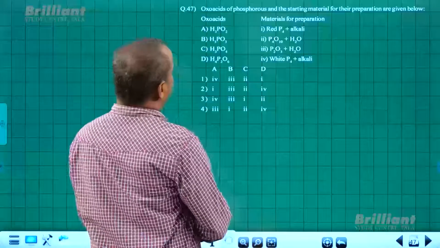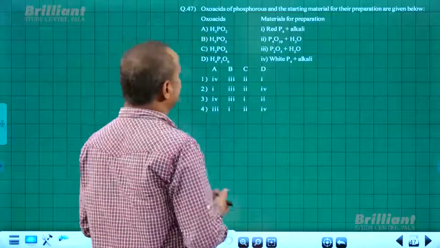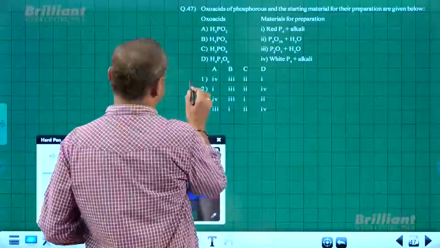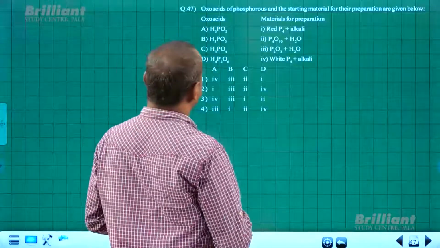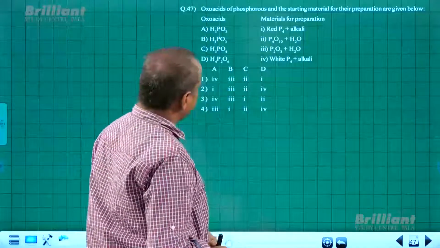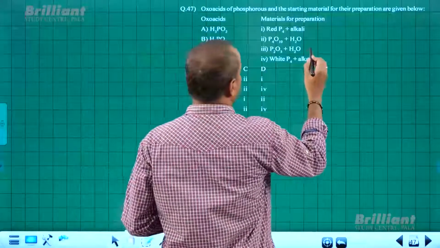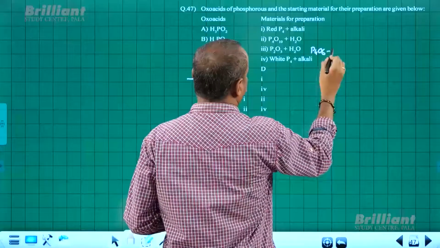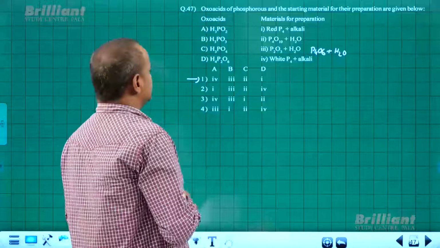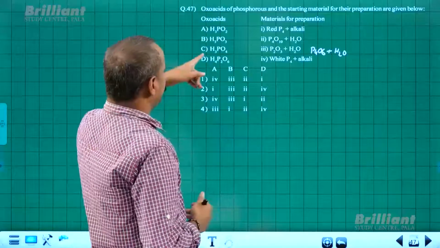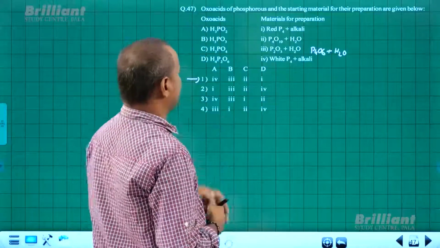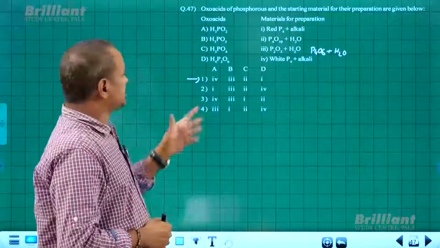Right. Oxyacids, these are preparations. We have to memorize these values. There are no other methods. That is H3PO2, A4: white phosphorus with alkali gives H3PO2. B3: P2O3 plus water. This is P2O3, or sometimes P4O6 because of the dimeric form. This is also P4O10, right? Correct. C2, that is H3PO4 from P4O10, and D1, that is from red phosphorus and alkali. That is given in the textbook.